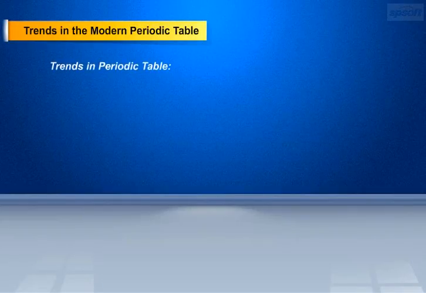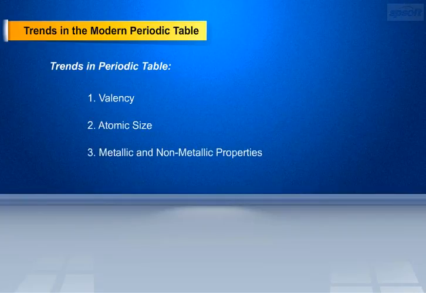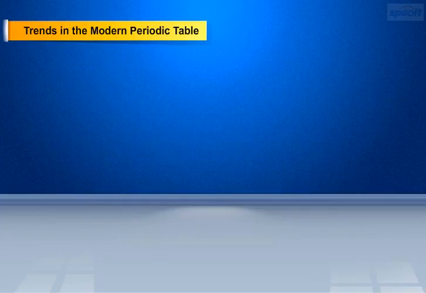Based on the following trends, elements are arranged in the periodic table: valency, atomic size, and metallic and non-metallic properties. Let us discuss each trend elaborately.